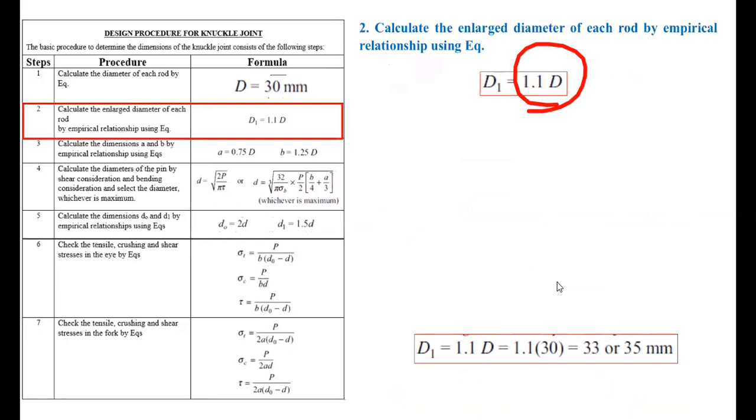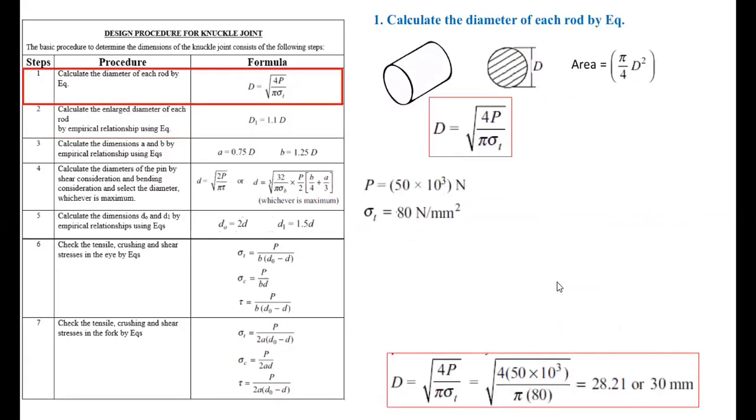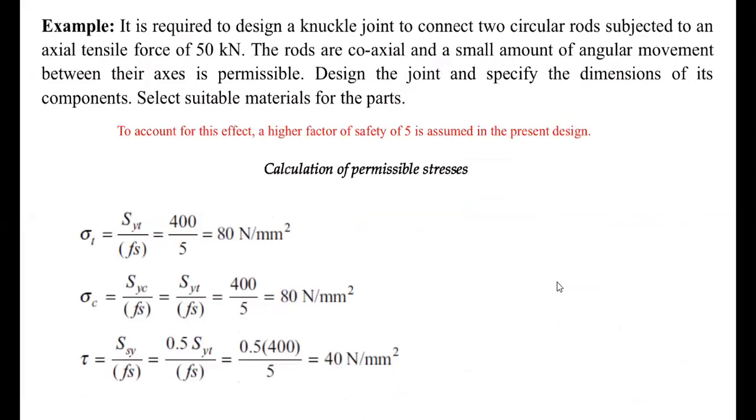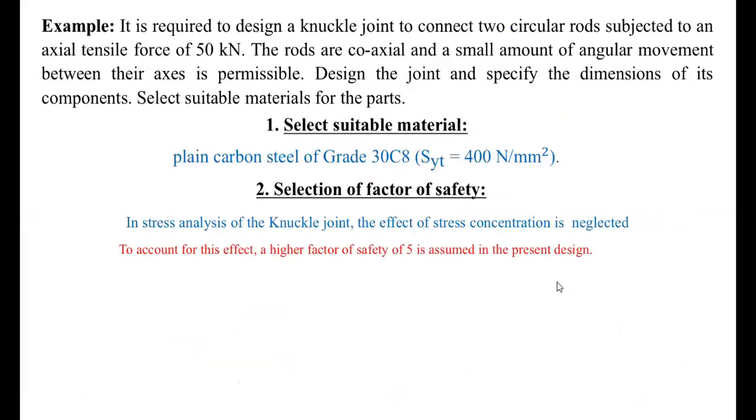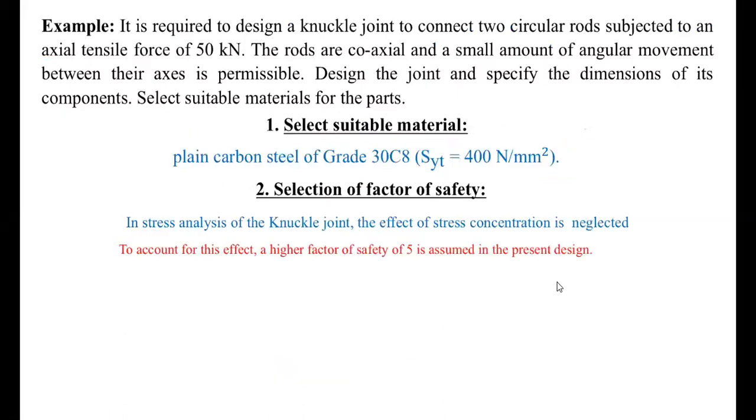Sir, how did the value of d come from SYT, sir? Yes, okay. So in the question we have taken this material. So in this we have the value of SYT equal to 400 newton per mm square. So we have only this yield strength in tension. Sir, this value remains the same in both cotter and knuckle, right? Now we have selected this material, so that's why.